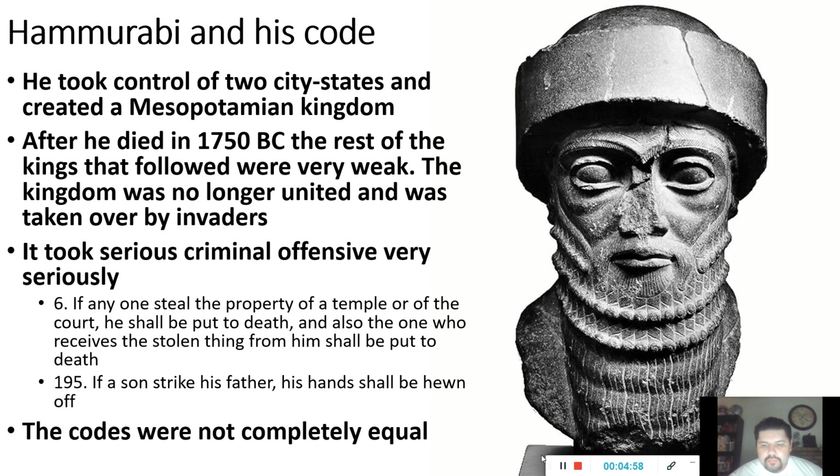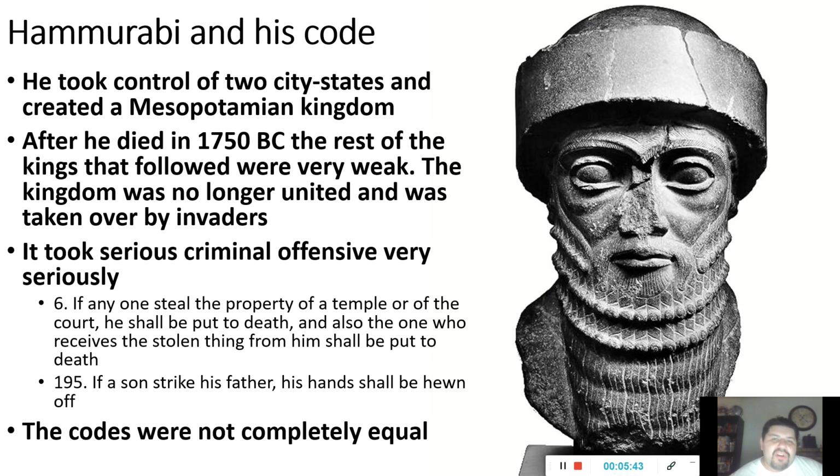All right. Now we come to Hammurabi. Hammurabi, the guy you see right there in that statue, took control over two city-states and created the Mesopotamian kingdom. Now, he died in the 1750s, and all the other kings after him basically weren't good. They were not as wise as him, nor as powerful, nor as committed as he was. So the empire just went down, down, down, and eventually went away, and it became easy to attack.